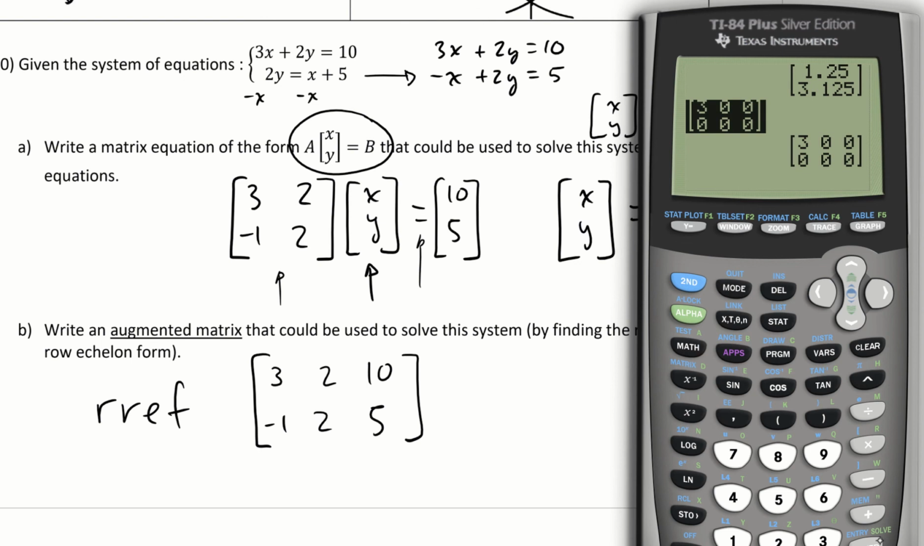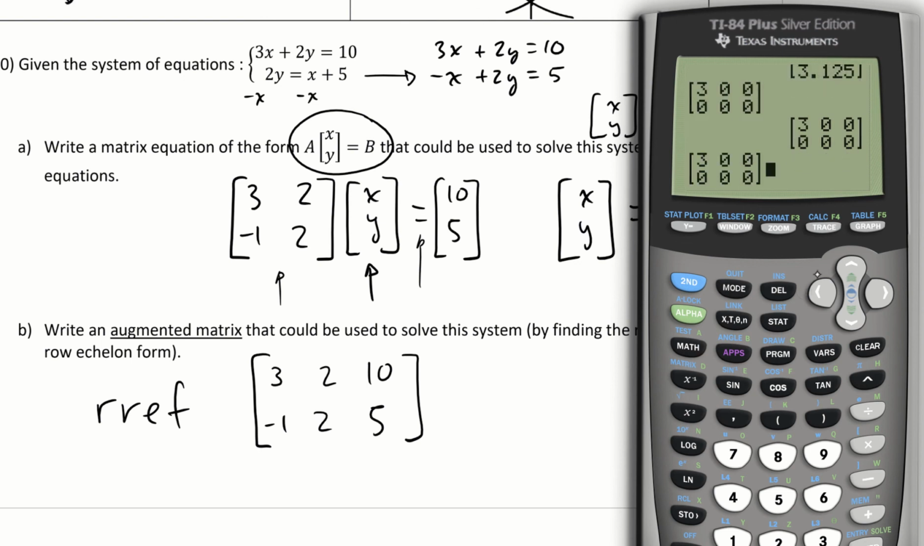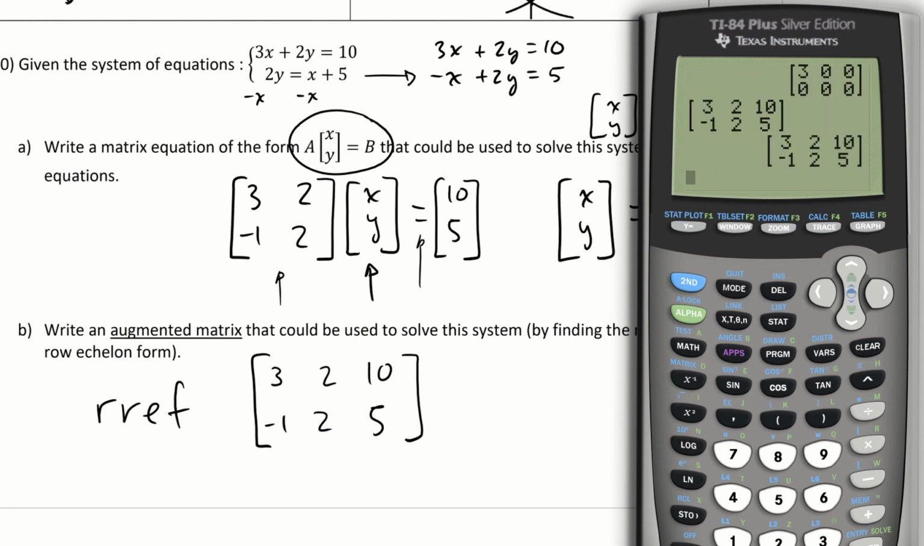My values are 3. Whoops. I need to enter more of that. It needs to be 3, and then go back. Here we go. 3, 2. Jump over, and then I've got a 10. Go over again, I got -1, and then go over again, I've got a 2, and then finally a 5. Okay, so there's my matrix.